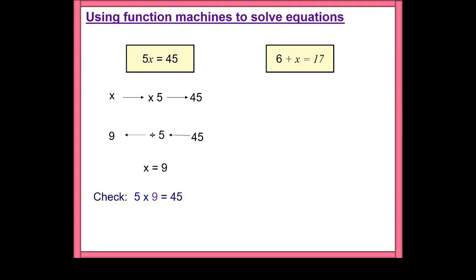The next one then, we've got 6 plus x equals 17. So again, we're going to start with our input of x. Now the 6 is still a positive 6, so we've added 6 and we've got an output of 17. So we'll do the inverse. 17 subtract 6 is 11. So our solution to this equation, x equals 11. Again, let's just check. Substituting in 11 for x, we get 6 plus 11 equals 17, which is correct.